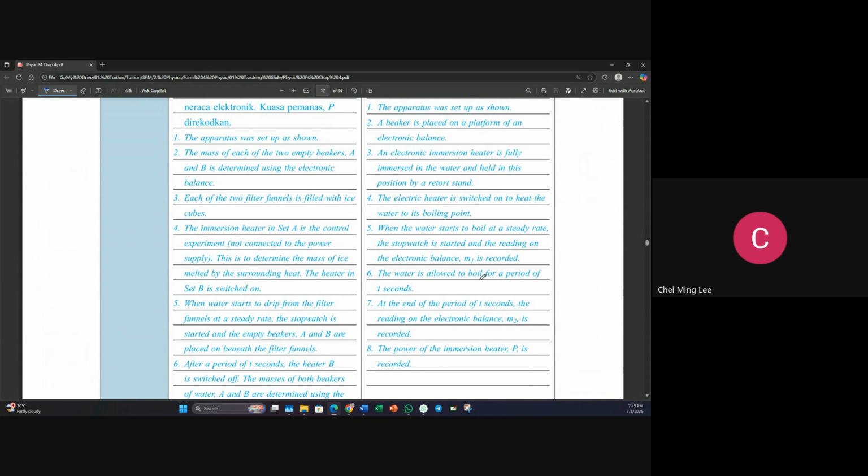Then we allow it to boil for several seconds. How many seconds? Normally 30. Okay, 10 maybe it's too small, maybe 20 or 30. So at the end, after the T seconds, we record the reading on the electronic balance again. And then the power is recorded.